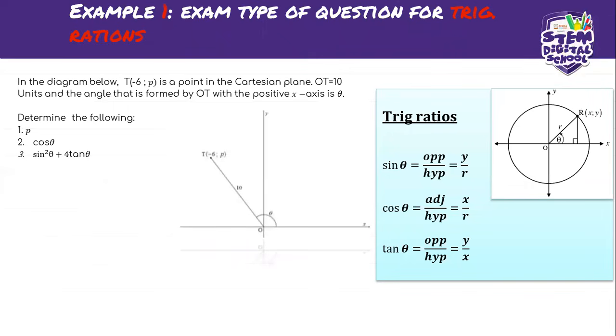All right, we now have example 1, and we'll be focusing on example 1, which is the exam type of question for trig ratios. We'll be focusing on this one for today. Before we go and read our question and answer the questions, I just want us to talk about this right angle triangle there. Let me take my pen here.